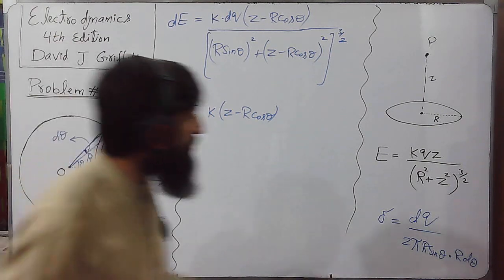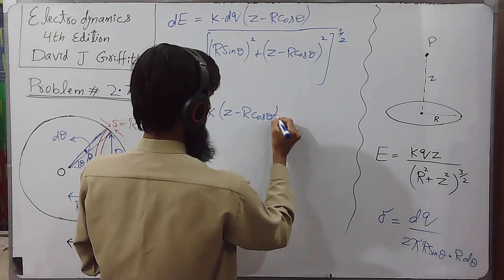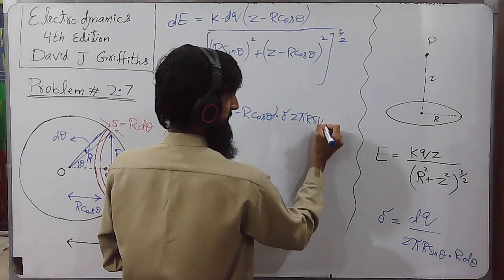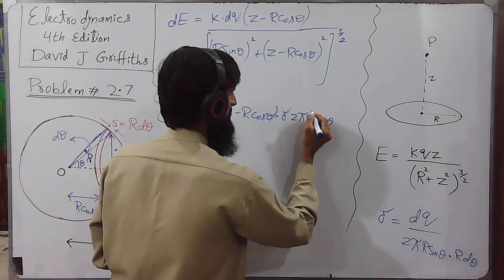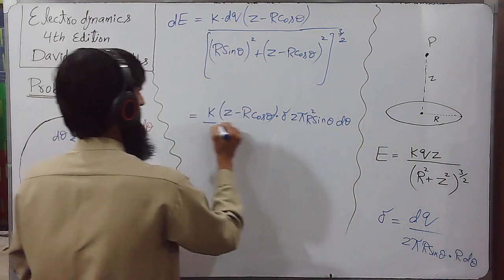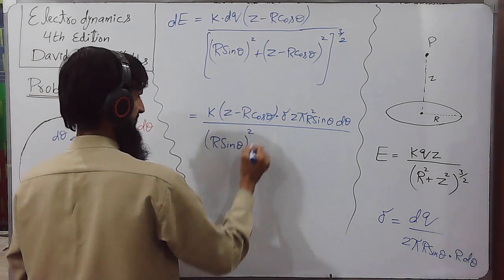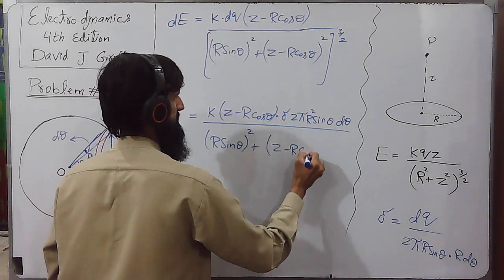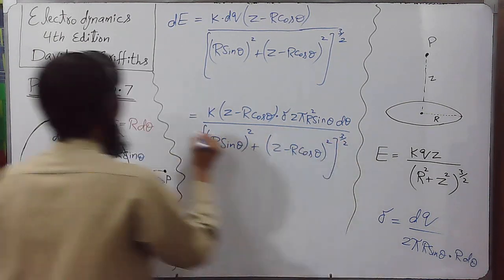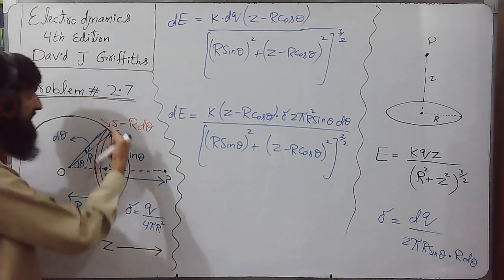Now if I separate the value of dq from this expression, I will get sigma into 2 pi r sine theta, and r multiplied by r becomes r square, so 2 pi r square sine theta into d theta, and the whole divided by the terms in the denominator, which will be written here as they are: z minus r cos theta whole square, and the whole power 3 by 2. So this is the electric field produced at this point P due to this loop.